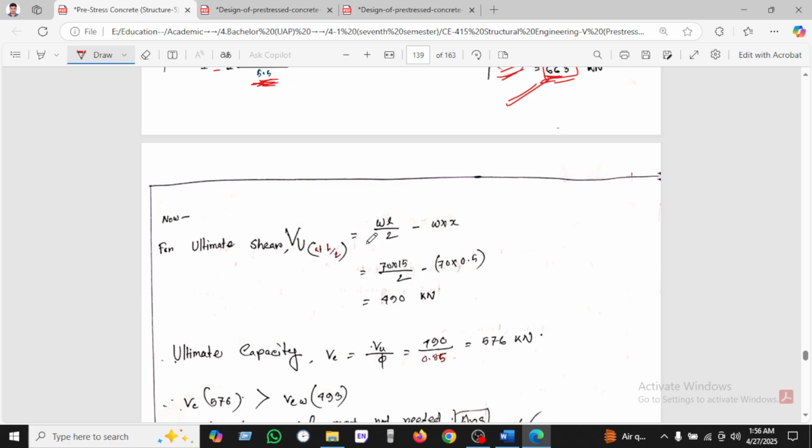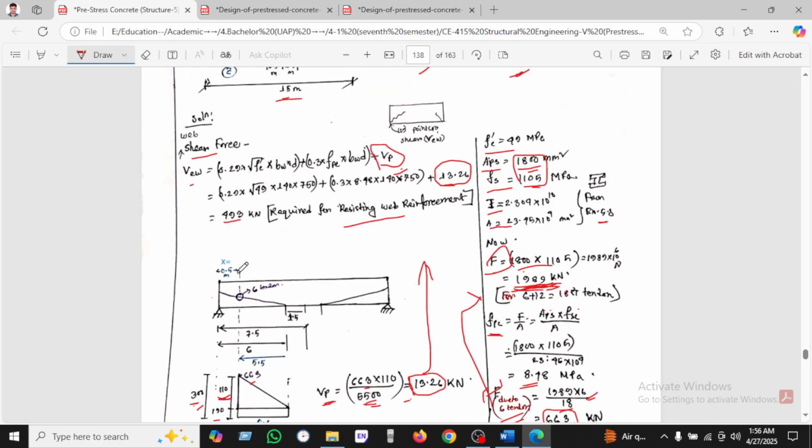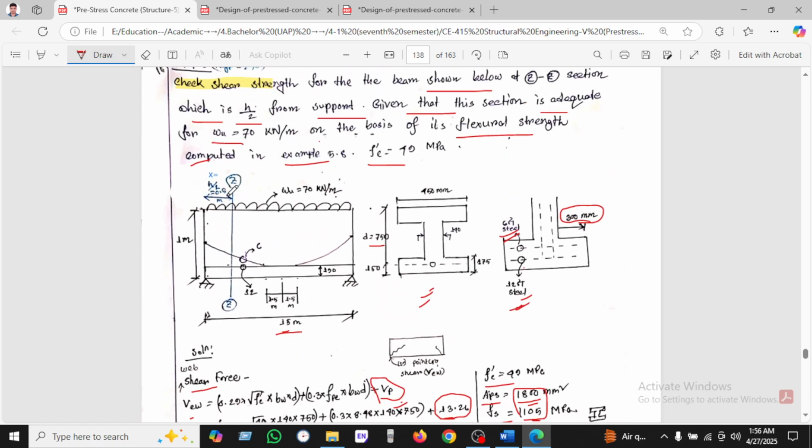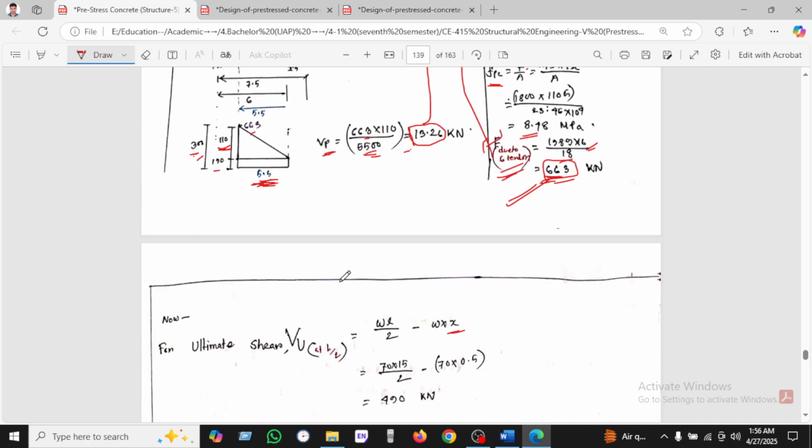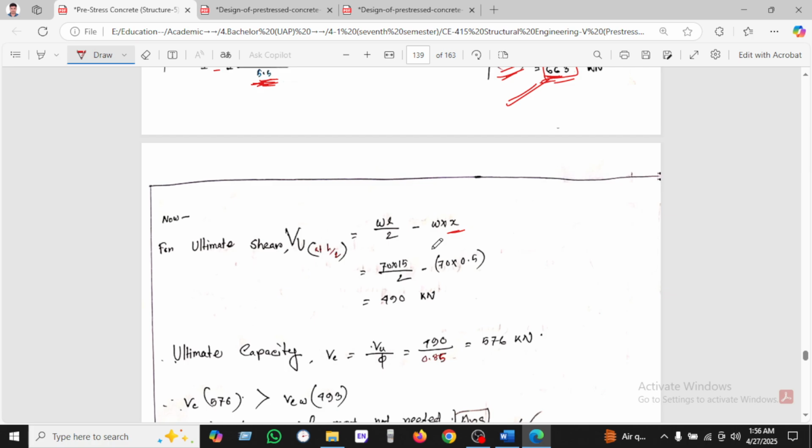We can use the formula W into L divided by 2 minus W into x, and what will x be? x is nothing but h divided by 2, as we have seen previously, which is 0.5. Putting in this value of x, we find the value, which is 490 kilonewton. And now we can calculate the ultimate capacity, Vc, and there is no new formula that arises. We just divide the ultimate shear by the multiplication factor, which is 0.85.